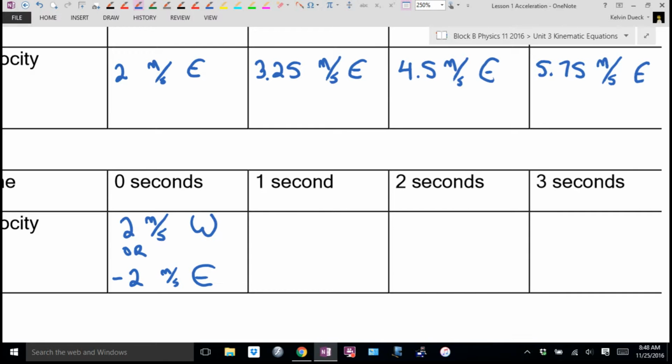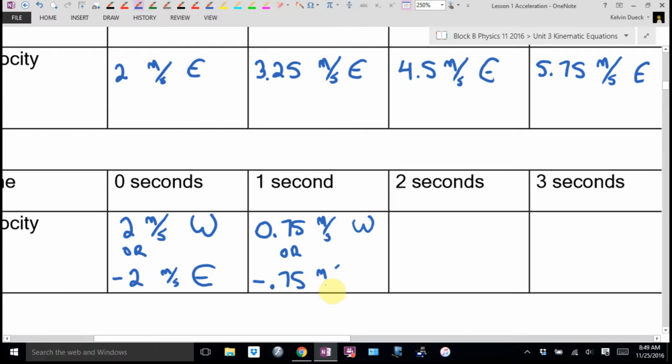Now that I've done that, how fast am I going after 1 second if I'm accelerating 1.25 meters per second east? Yeah. -1.75. Careful. Or sorry, 0.75. He's saying, I think now you're still going west, but you're going 0.75 meters per second west. But it's probably easier mathematically just to think, oh, I'm starting at -2 and I'm adding positive 1.25. So you can also think about it as negative 0.75 meters per second east, which would be west.